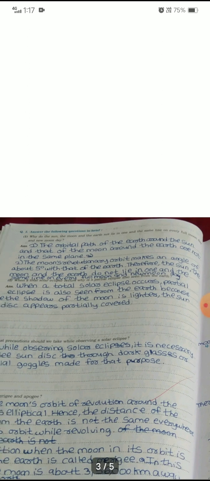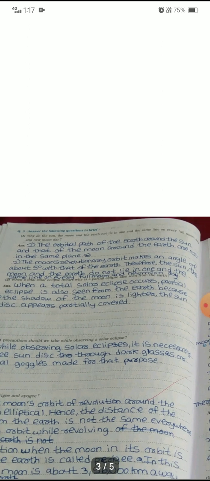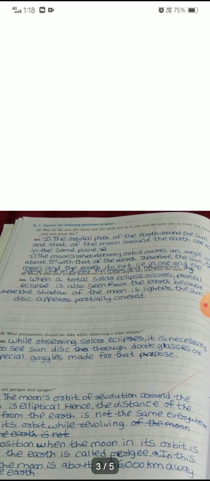Third, answer the following question in brief. Why do the sun, the moon, and the earth not lie in one and the same line on every full moon day and new moon day? The orbital path of the earth around the sun and that of the moon around the earth are not in the same plane. The moon's revolutionary orbit makes an angle of about 5 degrees with that of the earth. Therefore, the sun, the moon, and the earth do not lie in one and the same line on every full moon and new moon day.